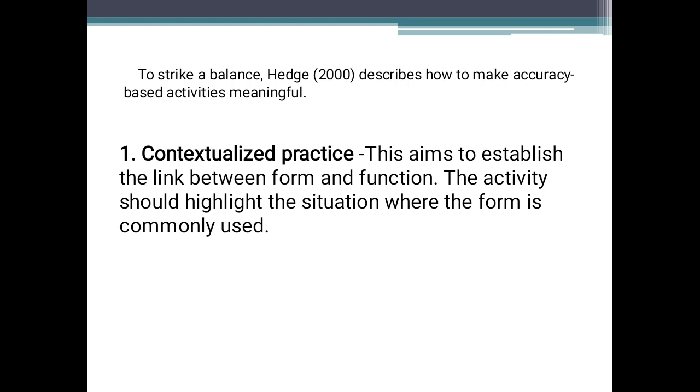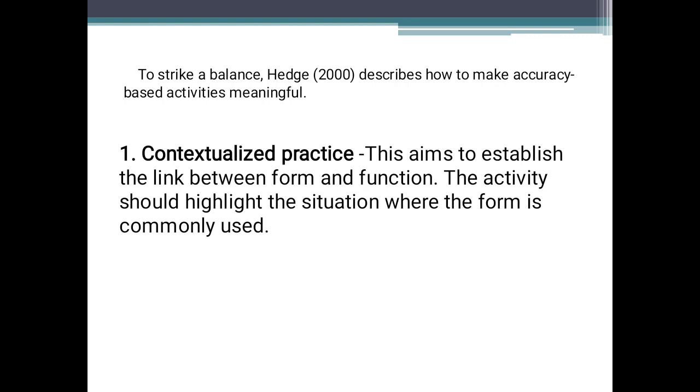So first, we have the contextualized example. This aims to establish the link between form and function. So form and function. A learner must know the meaning of a specific word, and then he must also know the function or the use of that word, so that he can use the word to express himself also.